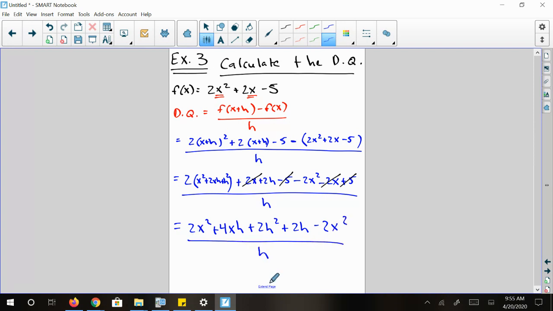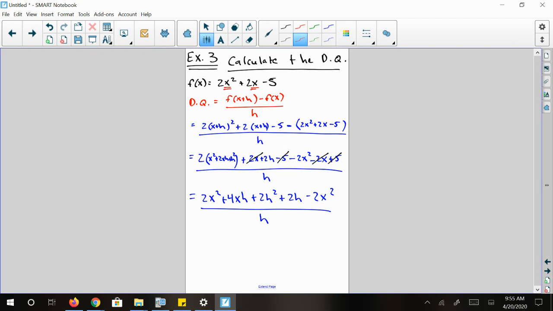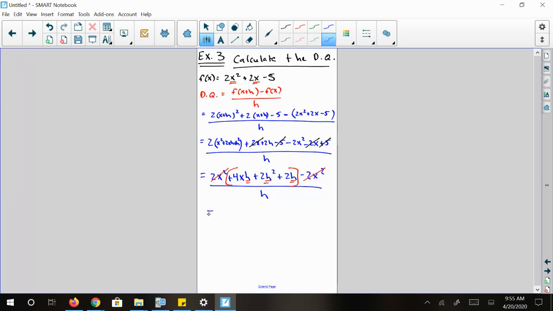As I've mentioned, these will also cancel out, and look at what's left over. I have a 4xh plus 2h squared plus 2h, and just like on the first examples that we've seen, all of these terms have an h. So if I'd like to, I can factor out that h. I'm left with h times 4x plus 2h plus 2, all divided by h. Cancel out those h's. When I'm finished, my final difference quotient is 4x plus 2h plus 2.